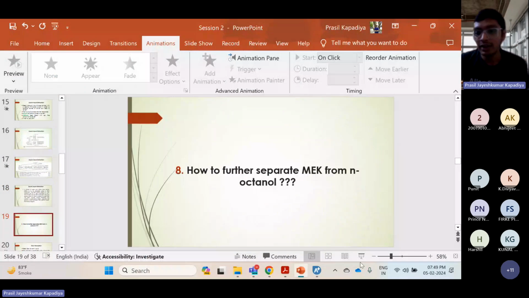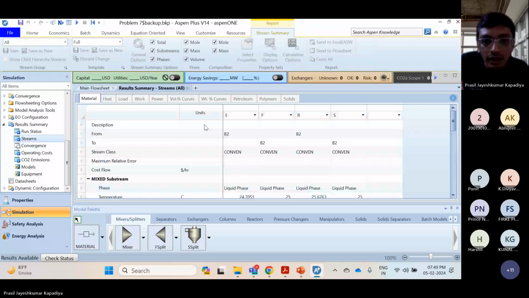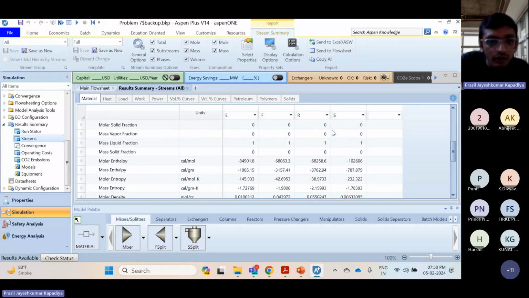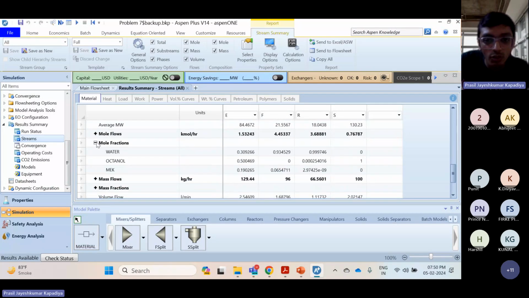Okay, now how can we proceed further for the separation of MEK from n-octanol? We had these results, right? In the extract phase streams, let's go for mole fractions: 0.5 octanol, 0.3 water, and 0.2 MEK. Now I want to separate MEK from octanol. So what should I do now?